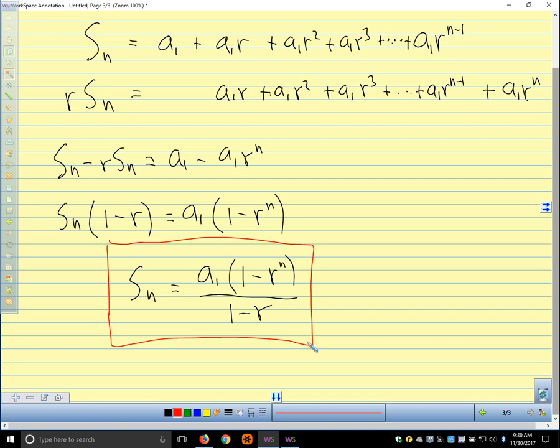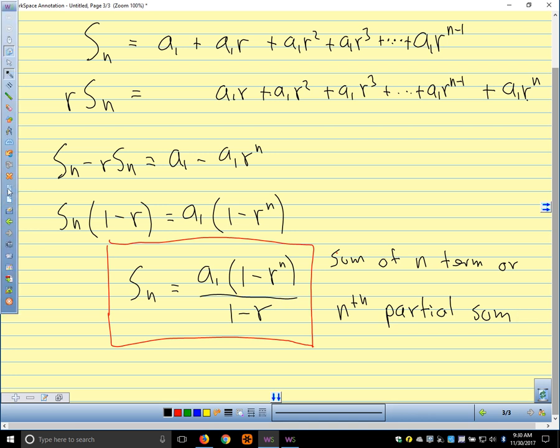All right, so let's look at an example of using this formula, and then we will talk about an infinite geometric sequence. So this is the sum of n terms, just for terminology, or the nth partial sum. Sum of n terms, nth partial sum, some kind of terminology like that.